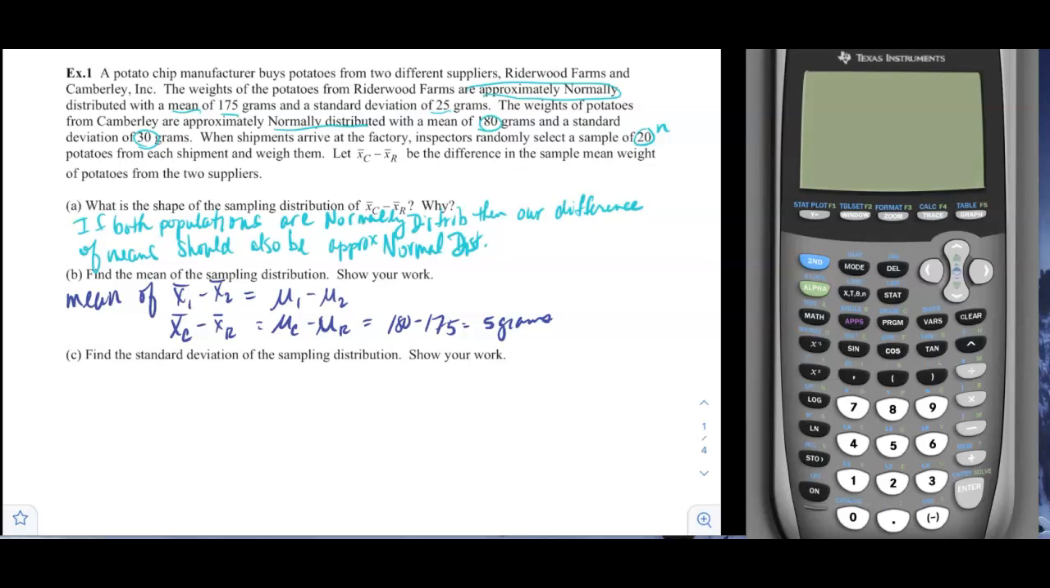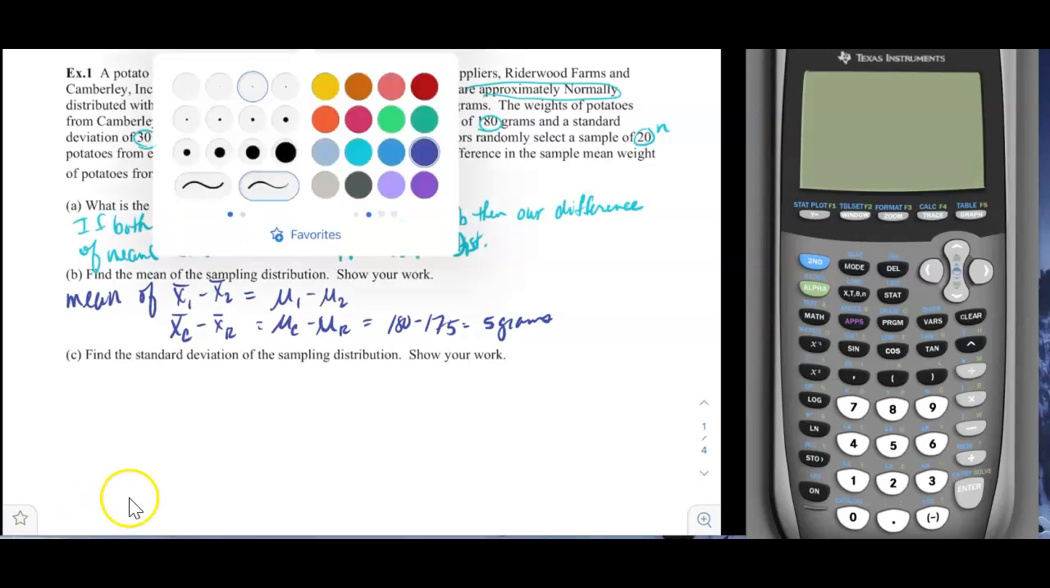positive, that the Kimberly Farms seems to have a little bit more in weight on the potatoes than the Riderwood Farms by about 5 grams. So the difference is approximately 5 grams. Let's do the finding the standard deviation.